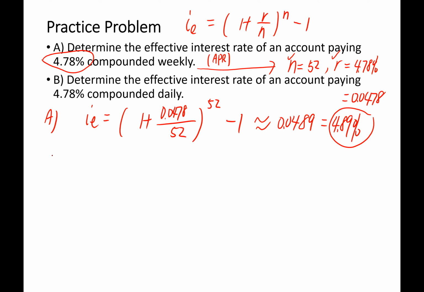All right, so now part B. I'll let you try this really quickly, spend a couple of minutes, and just figure out the number of compounding periods and the nominal interest rate, and you'll be able to get the effective interest rate.